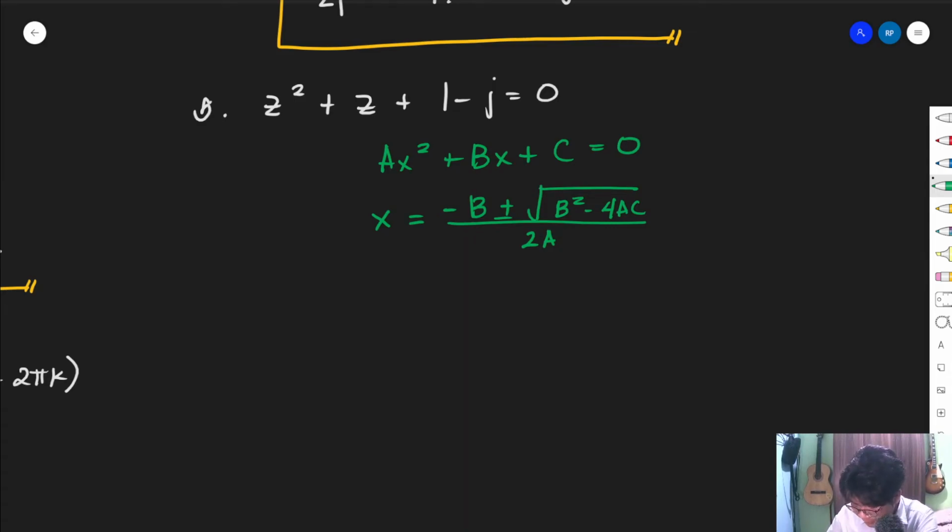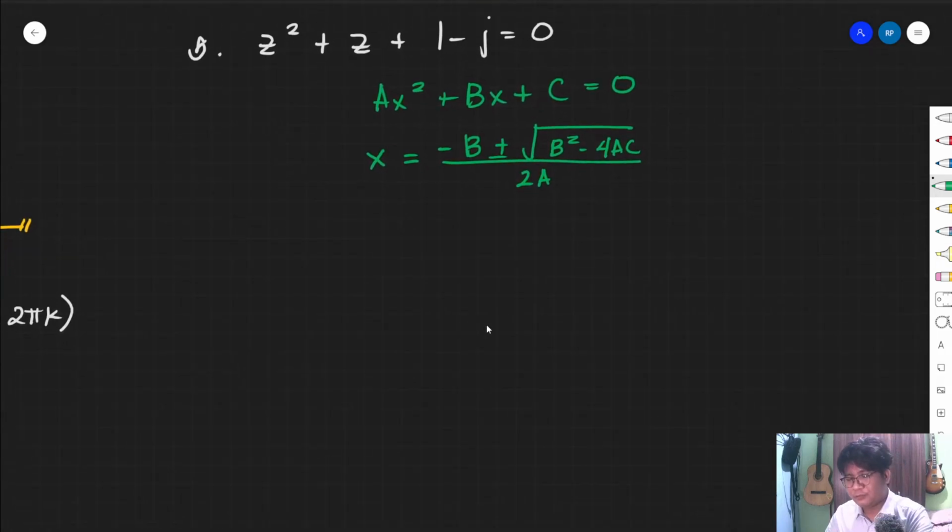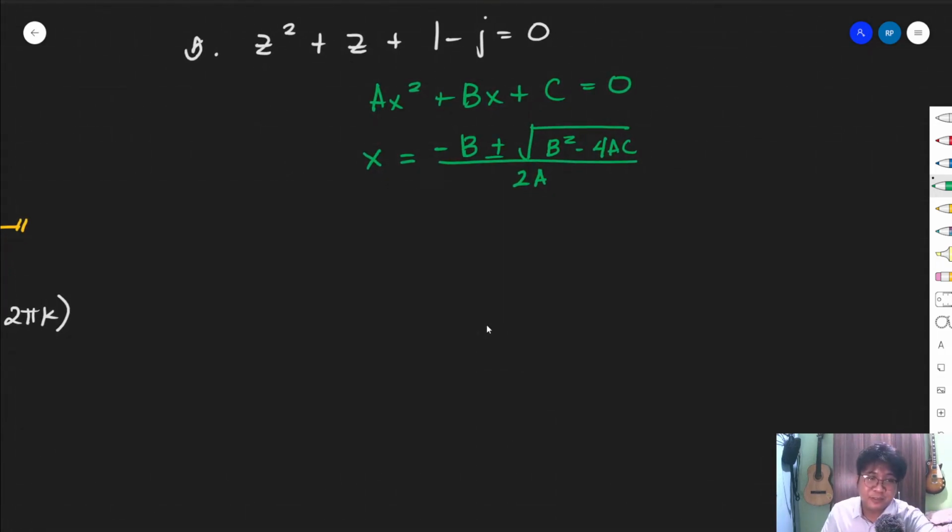So, however, may modification lang ng kaunti when we are dealing with complex numbers. So, instead of plus minus, negative b plus minus, so, hindi na natin sinasama yung minus sign. So, ang nilalagay na lang instead is plus lang. Okay? So, negative b plus square root of b squared minus 4ac over 2a. So, that's how you compute complex quadratic equations. Okay? Or quadratic complex equations. Okay? So, game. Let us solve.